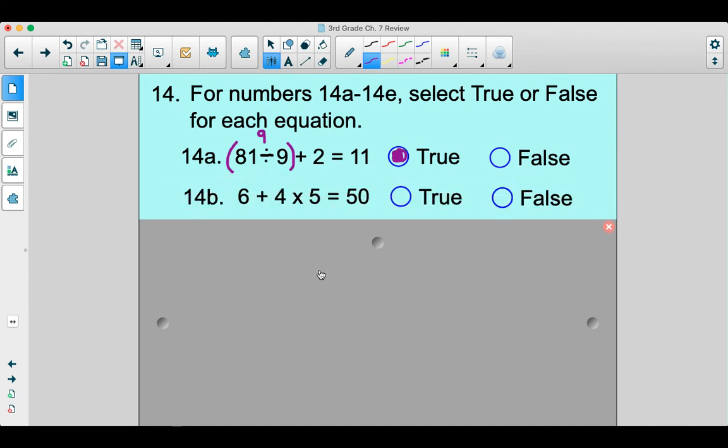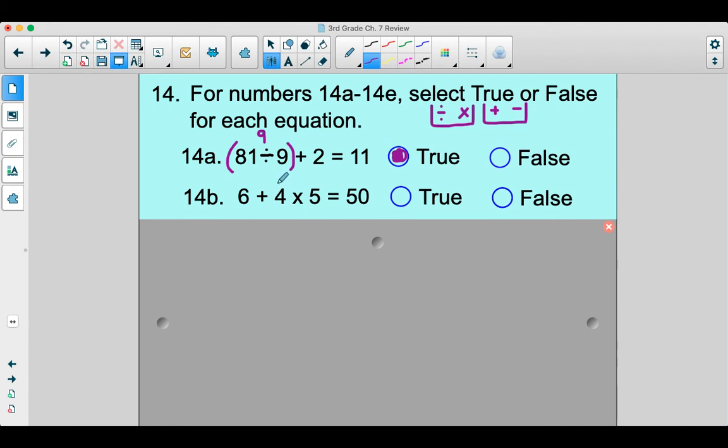All right, number 14B. First, in the order of operations, should we do the addition or the multiplication? We're going to do the multiplication first. Remember, it's division and multiplication in order from left to right, and then addition and subtraction in order from left to right.